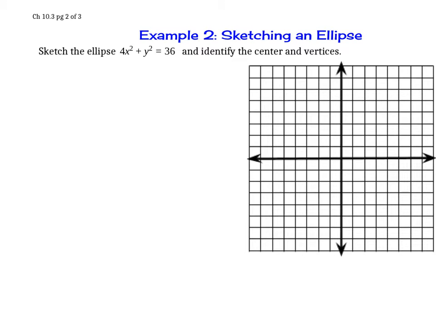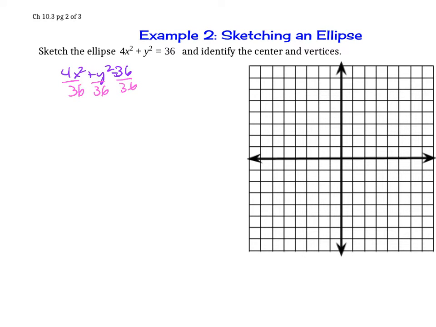We're going to sketch the ellipse 4x squared plus y squared equals 36, and then we need to identify the center and vertices. So we're looking at this equation, 4x squared plus y squared equals 36. If we remember the equation, it always has to equal 1. So the first thing we're going to do is divide everything by 36.